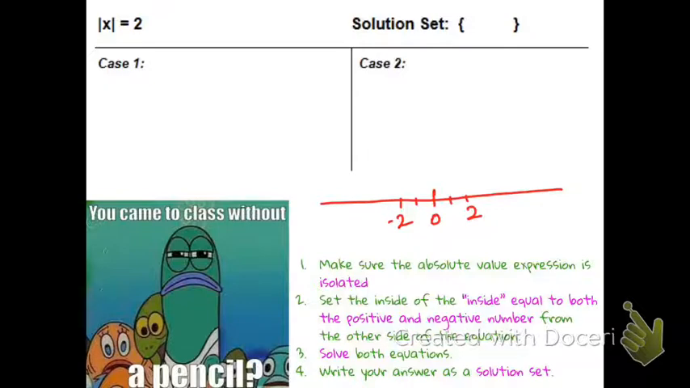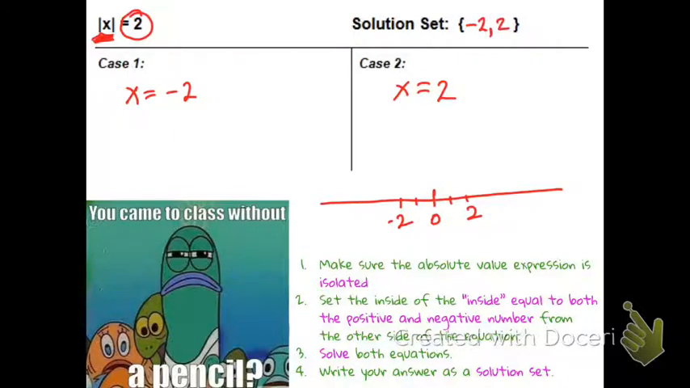But the way you do it using these steps that will work for any sort of absolute value problem is you think, okay, what's in the absolute value here? You isolate the absolute value. What's in there is either going to be the positive or the negative of what's on the right side. So it's either going to be negative 2 or positive 2. And then you put your answer in a solution set.